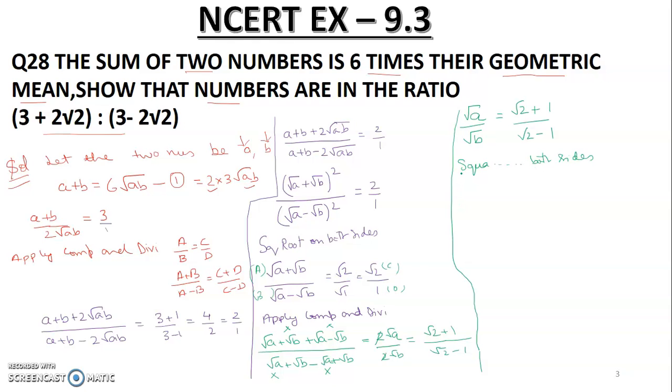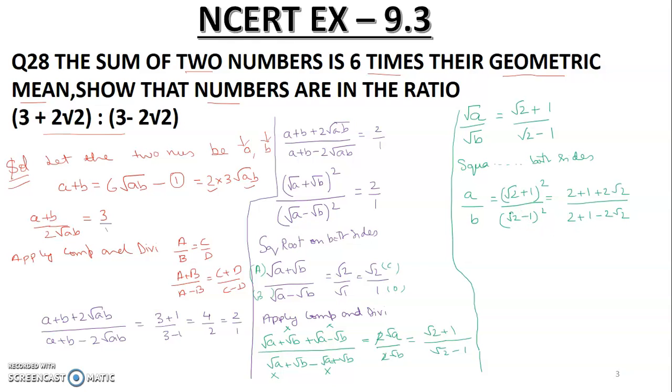So this will be what? Root A whole square will give me A, root B whole square will give me B, which is equal to root 2 plus 1 whole square, because this is one term, upon root 2 minus 1 whole square. Now how do you solve this? A plus B whole square, right? So A plus B whole square is A square plus B square plus twice AB, right, upon A minus B whole square, so A square plus B square minus twice AB.